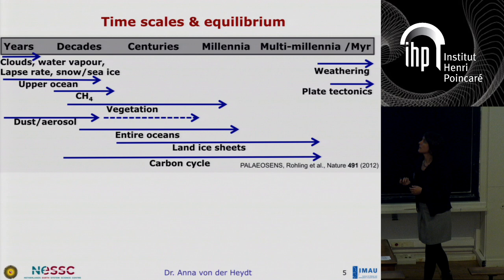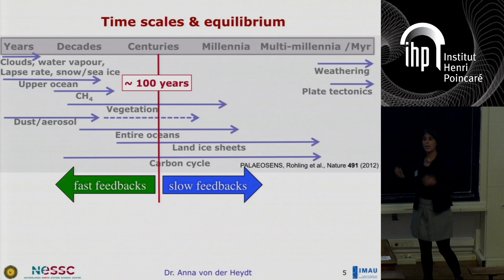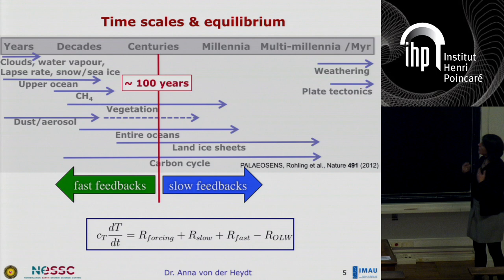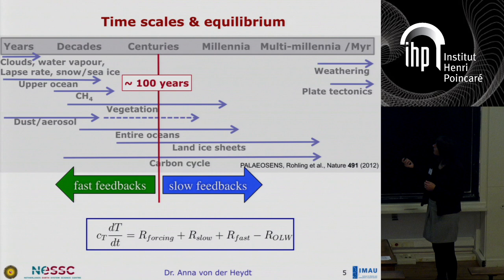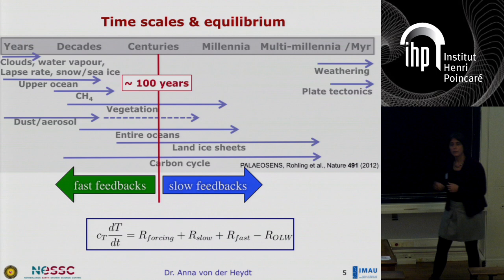Nevertheless, what we usually do is we say, well, we are interested in what happens over about 100 years, and everything that is slower than that, we call slow feedbacks, and everything that is faster than 100 years, it's the fast feedbacks. So that's what we practically normally do, and then we can separate any evolution equation for the global mean temperature into the radiative forcing that is sort of external, and here it's the CO2. Then we have something that comes due to the slow feedbacks, something that comes due to the fast feedbacks, and finally, there is the outgoing long wave radiation that balances this.